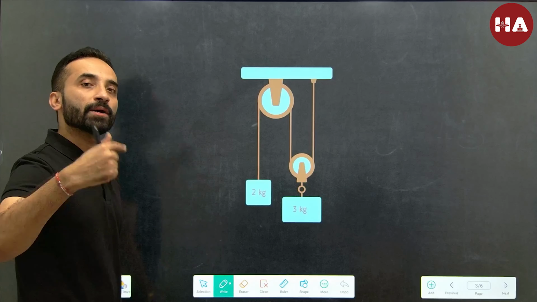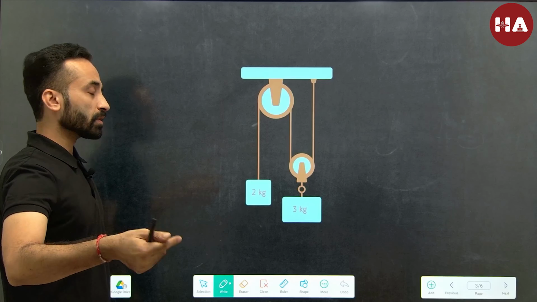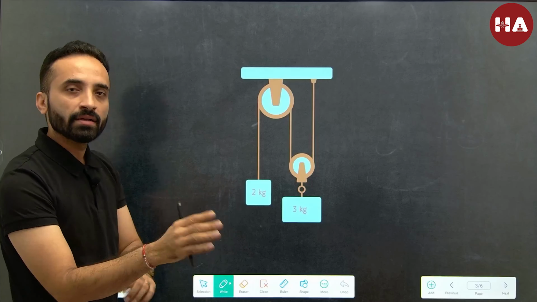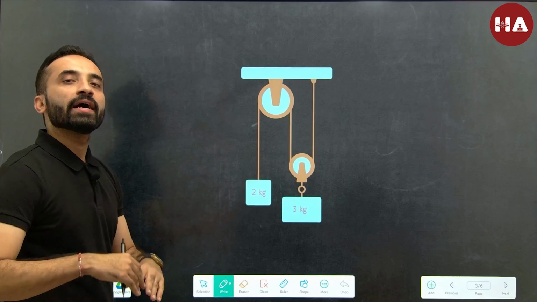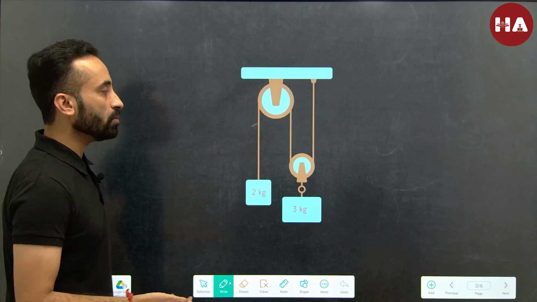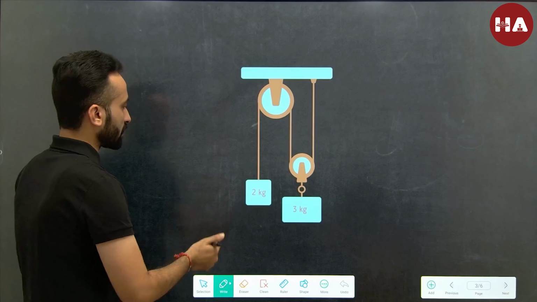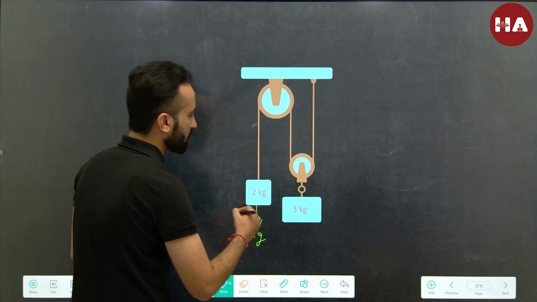But for now, purposely, let's do one thing. We can also assume the accelerations are in one direction, all accelerations downward or all accelerations upwards, and automatically we will understand how things are changing. So let's start. The first thing that you should do is draw the free body diagram.